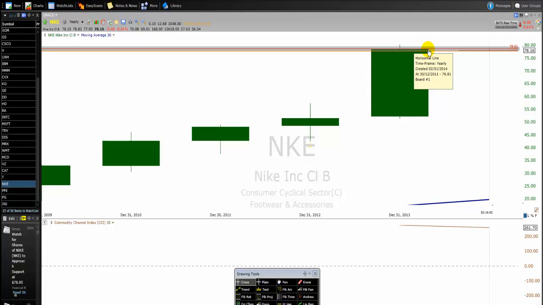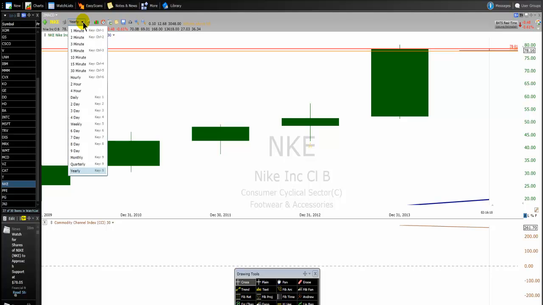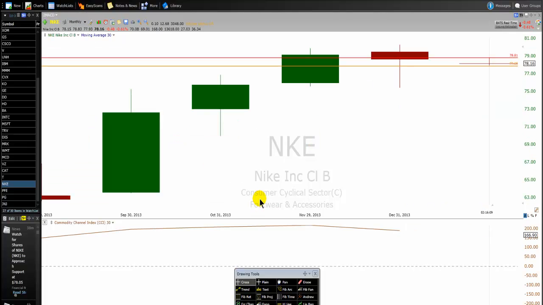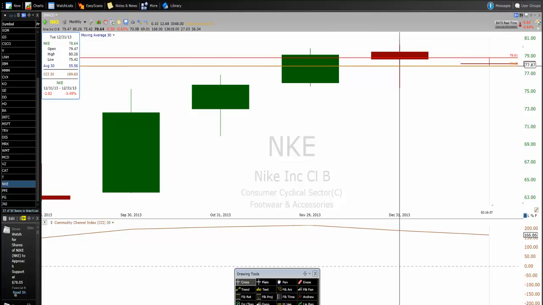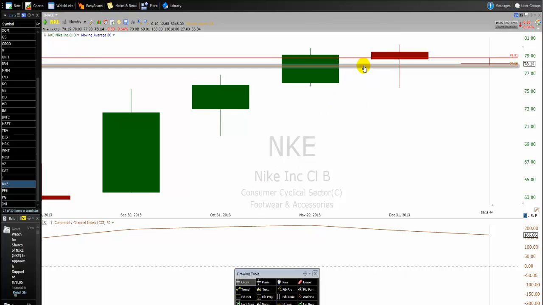The closing price on the yearly chart, 2013, is the red horizontal line, and the short-term equilibrium price level is the orange horizontal line. I'm going to go to the monthly chart to tell you exactly where the short-term equilibrium price level is, which will remain in place for Nike for 2 weeks. That level is at $77.85. Okay, am I right? That's it. $77.85. That's the orange horizontal line here.